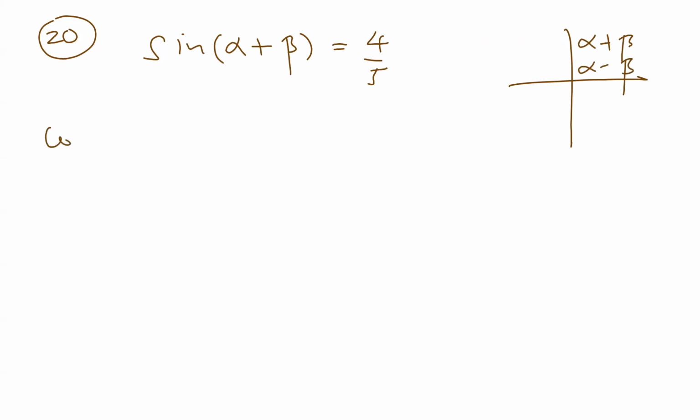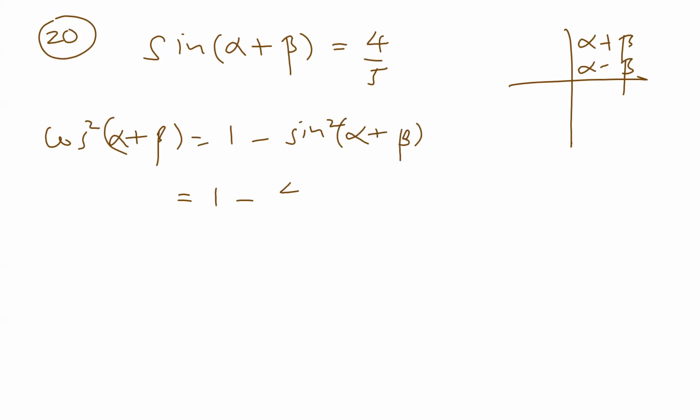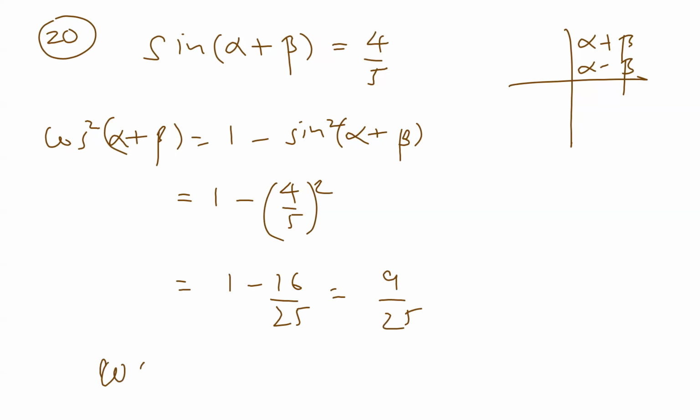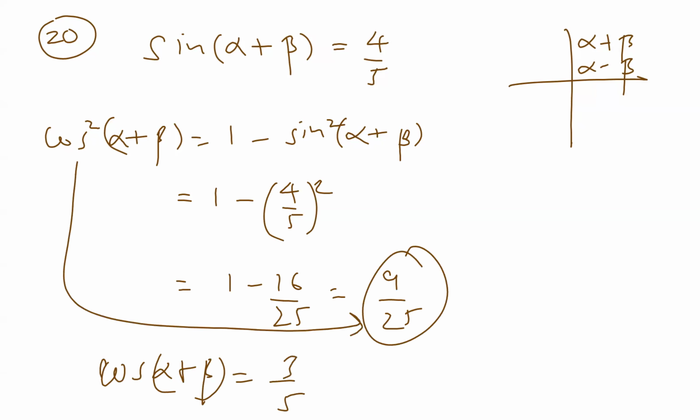So now cos square alpha plus beta is equal to 1 minus sine square alpha plus beta. You can also use triangle method, not a problem. So 1 minus 4 by 5 the whole square, so 1 minus 16 by 25, that is equal to 9 by 25. So this is cos square, so cos alpha plus beta will be 3 by 5. And definitely it is going to be positive because alpha plus beta is in the first quadrant. Okay. So we got the value of cos alpha plus beta from sine alpha plus beta.